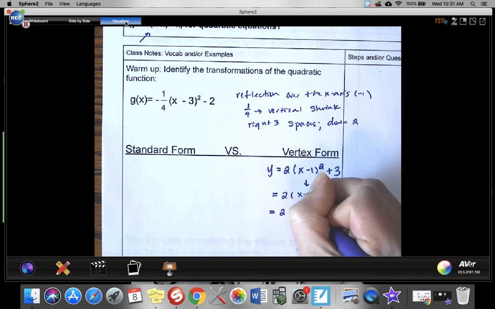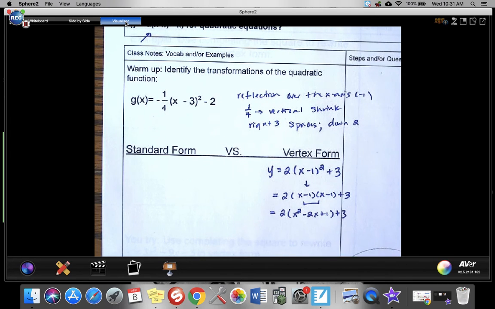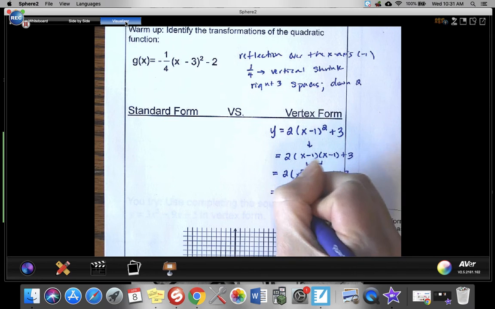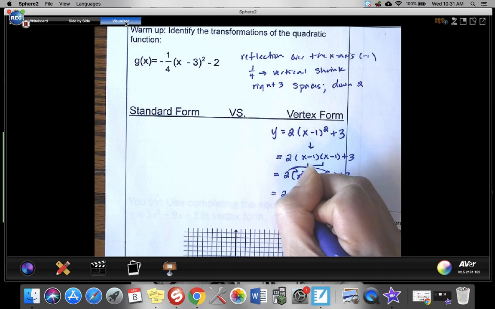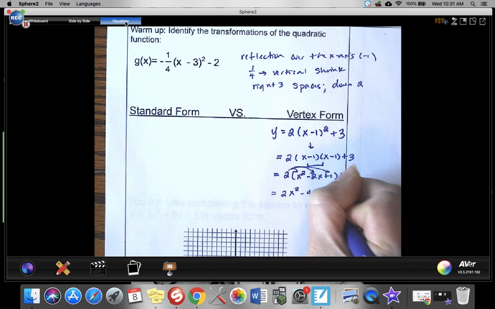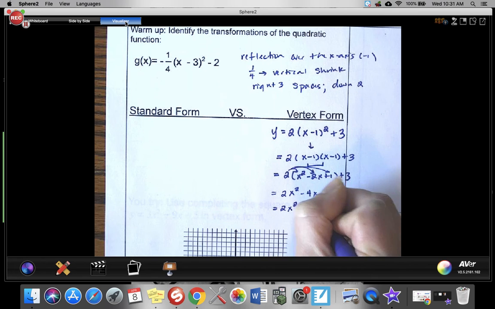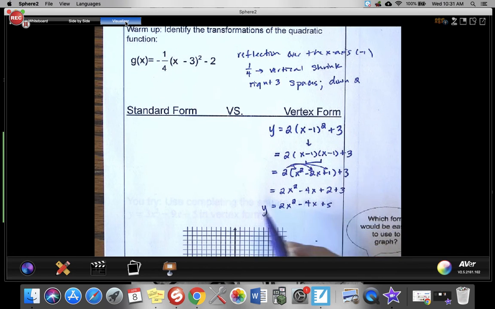First I'm going to do this multiplication. That should give you the trinomial x squared minus 2x plus 1. And then if I continue to simplify by distributing, and then combine like terms, this would be considered the standard form.